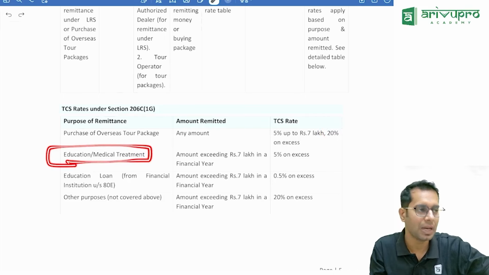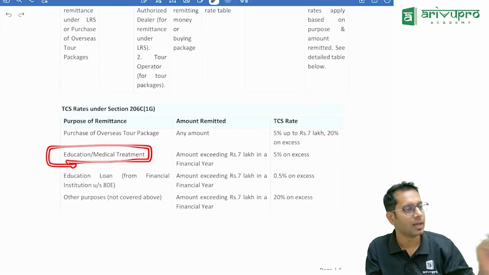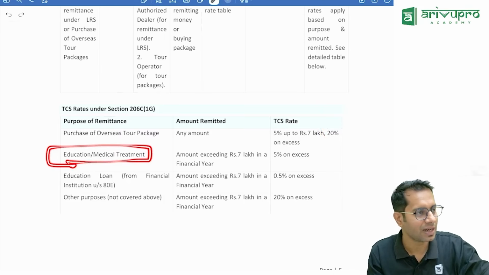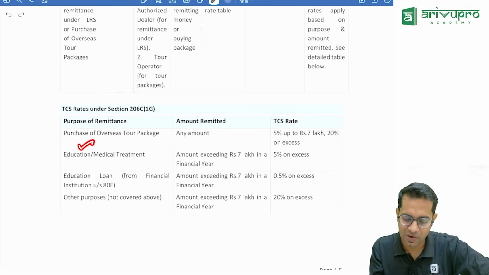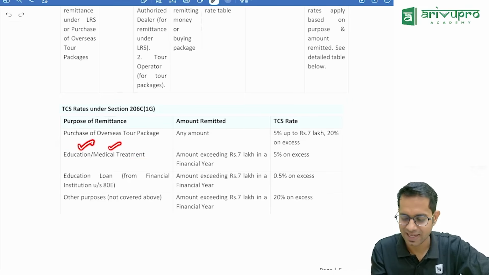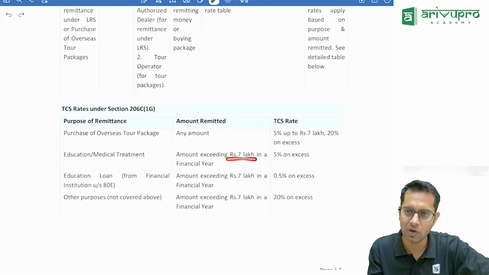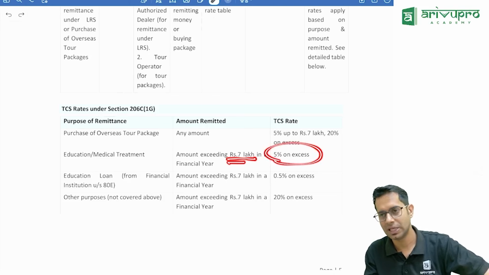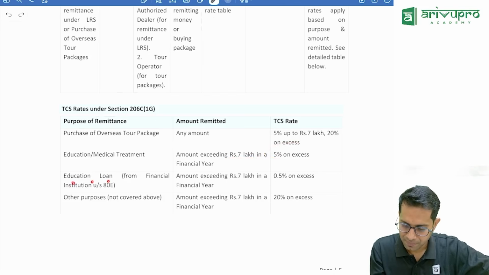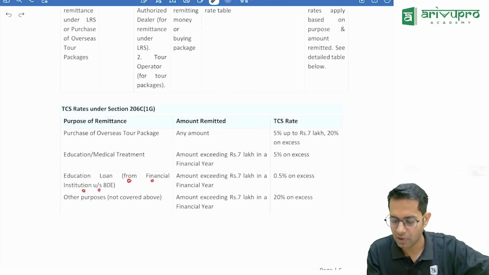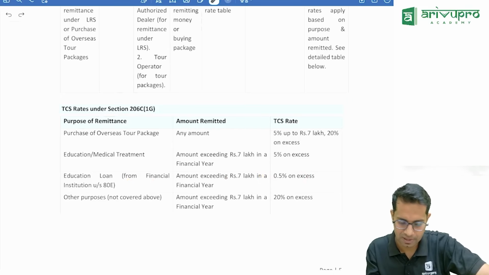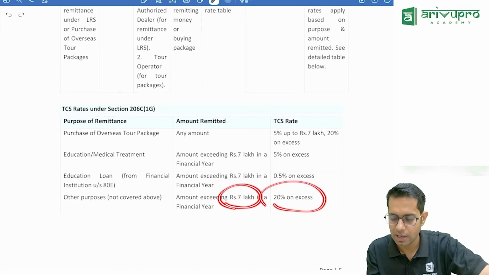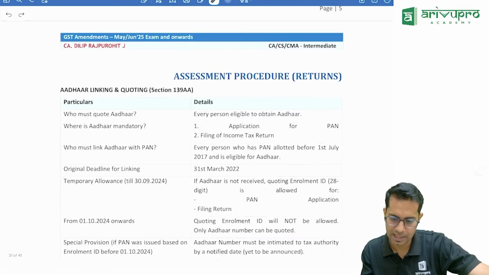If you are giving money outside India, let us say Janvi has a daughter outside India, and Janvi has to transfer money for her education or medical treatment. In such cases, if the amount is up to 7 lakh rupees, no problem. If it is more than 7 lakh rupees, 5% TCS. Education loan from a financial institution, if it is more than 7 lakhs, then only you have to pay TCS of 0.5%. And for all other purposes, if it is more than 7 lakhs, 20% TCS is applicable.